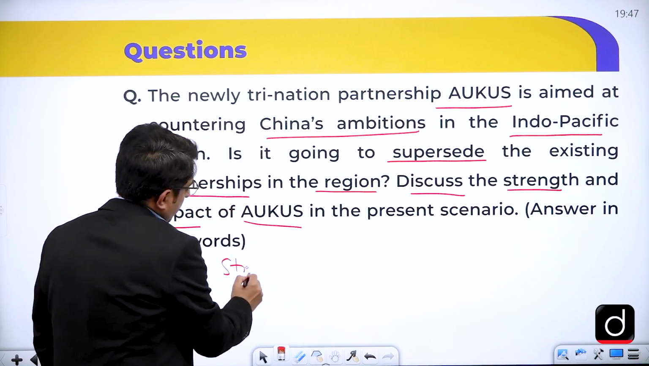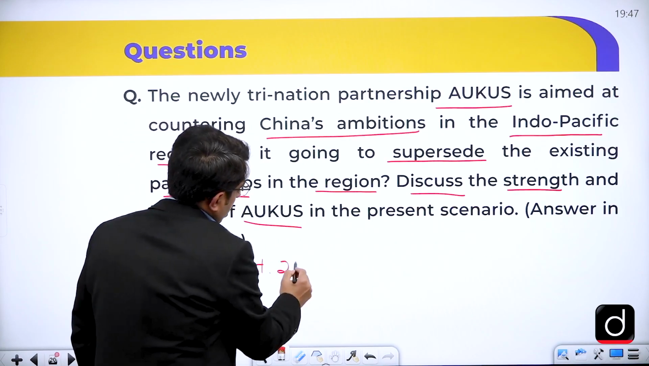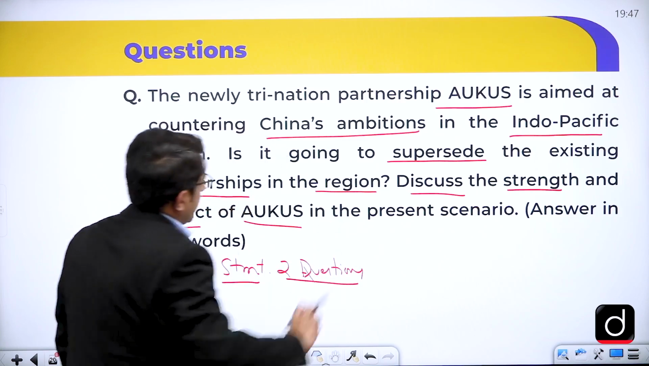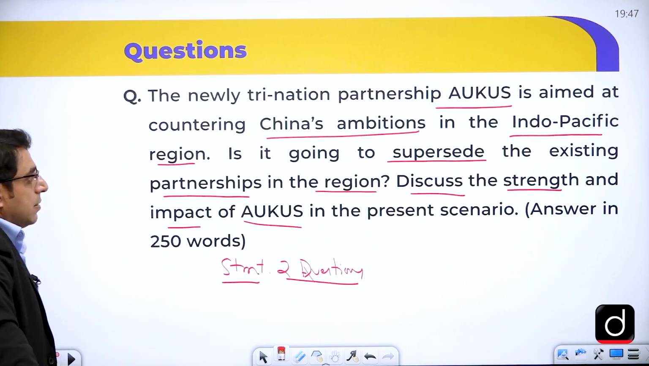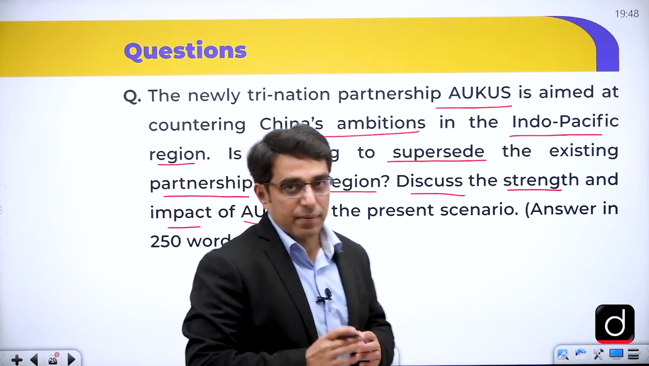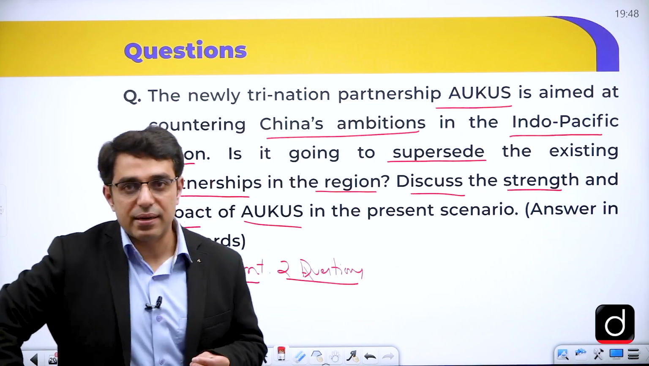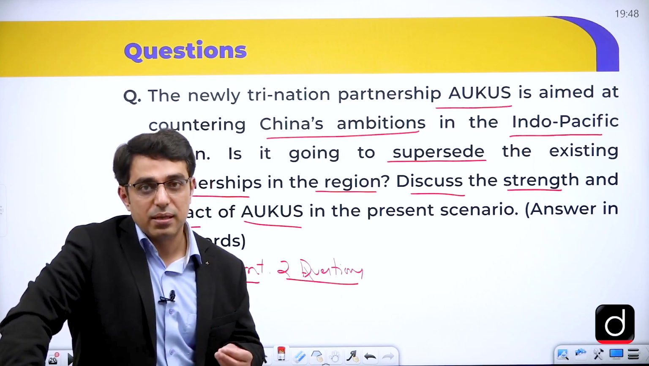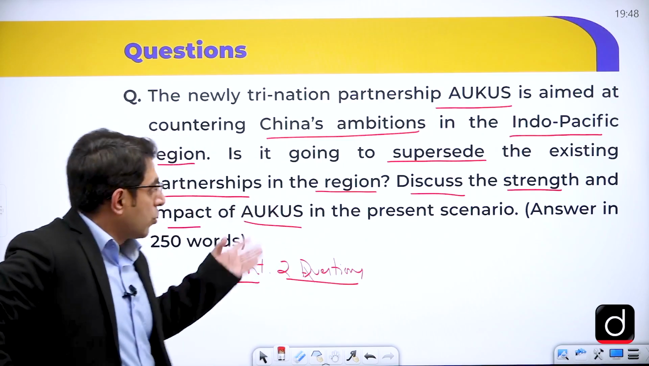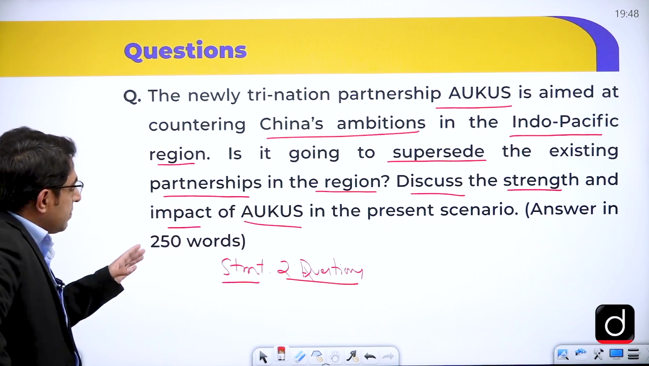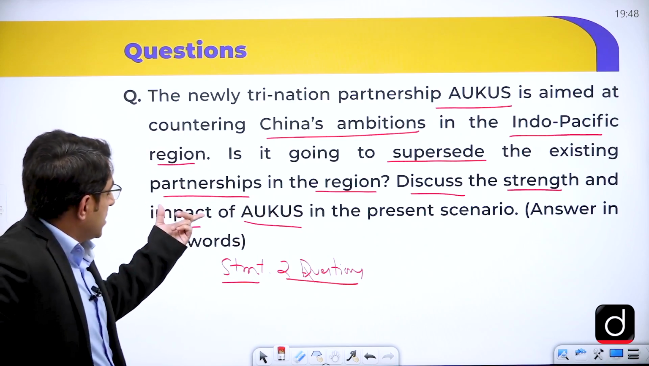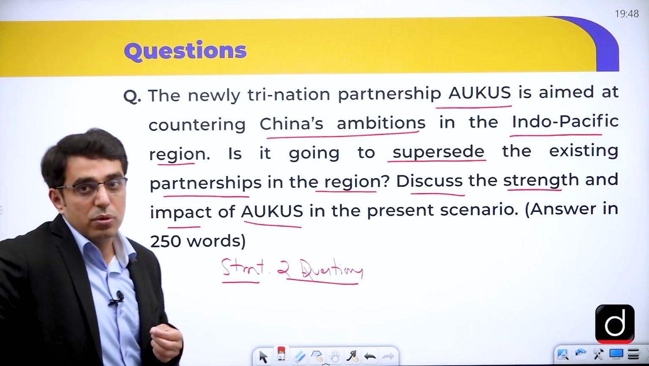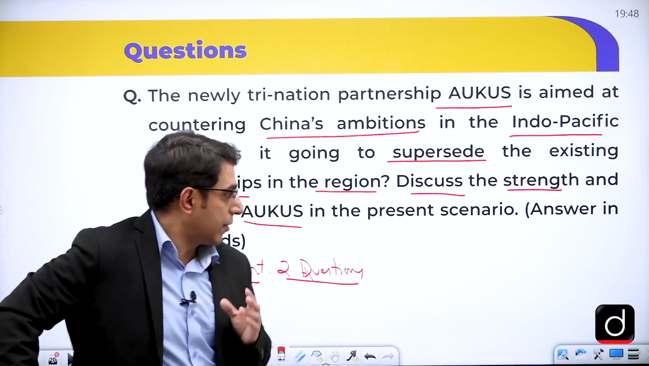So, what is the format of this question? We have a statement followed by two questions. The statement is that AUKUS is aimed at countering China's ambitions in the Indo-Pacific. Again, we will give some points that establish what the purpose of AUKUS is, how it is a security alliance, and how it will counter China's ambitions in the Indo-Pacific region. After that, we will go to the next part, where we will answer whether it is going to supersede the existing partnerships in the region, and thirdly, we will move on to discuss the strength and impact of AUKUS in the present scenario.